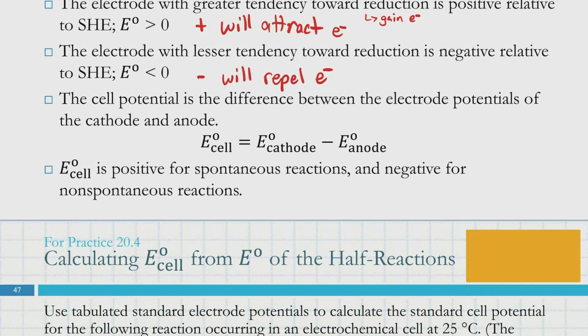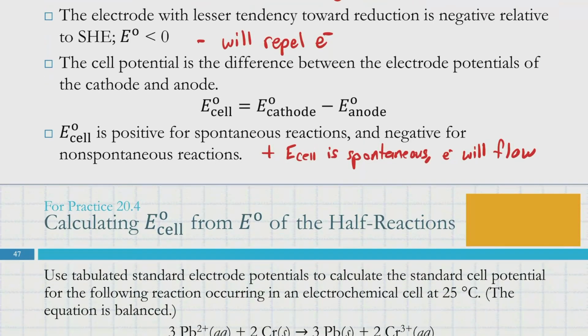And a positive E cell is spontaneous, electrons flow. So it could be used as a battery. If you calculate a negative E cell, it's not spontaneous. You can get it to run in that direction, but you will have to put in electrons. You will have to put in energy for it to move in that direction.